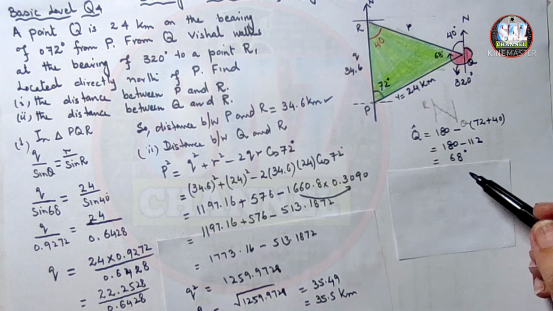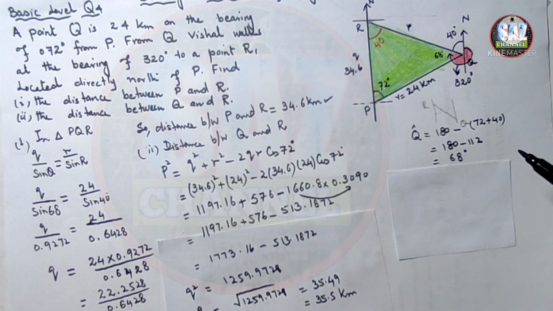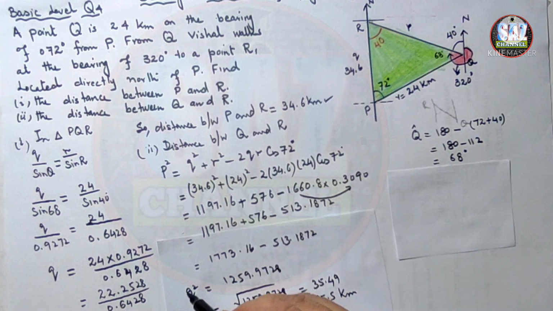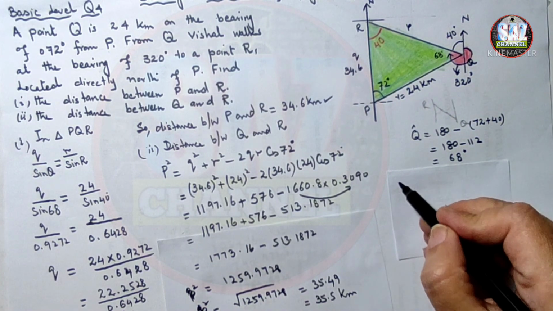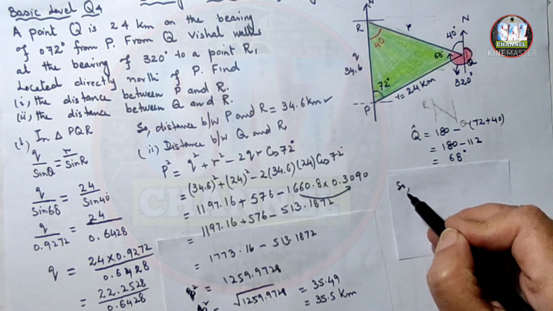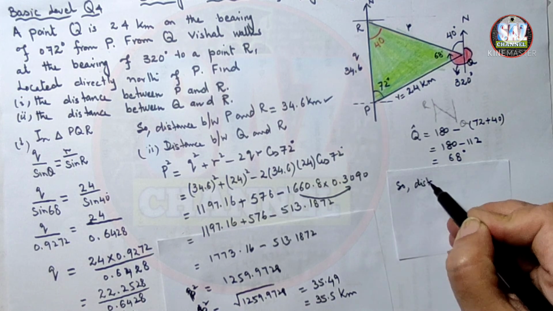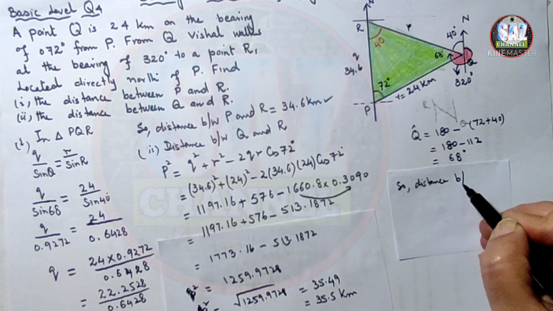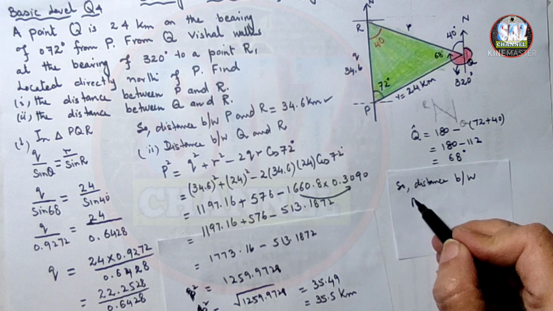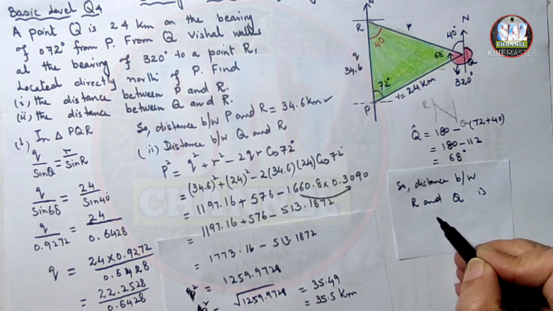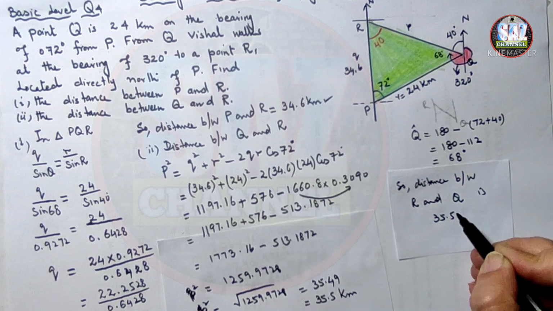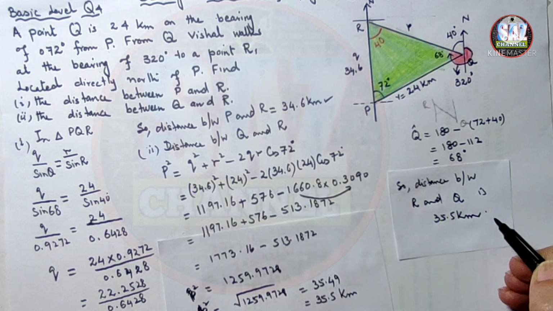So the q, sorry, this is p square, p which is actually RQ. So the distance between R and Q is 35.5 kilometers. I hope you are really clear about today's class.